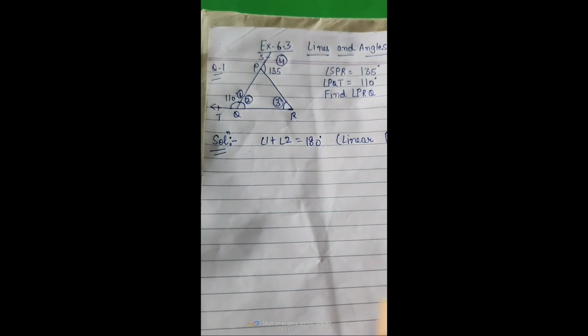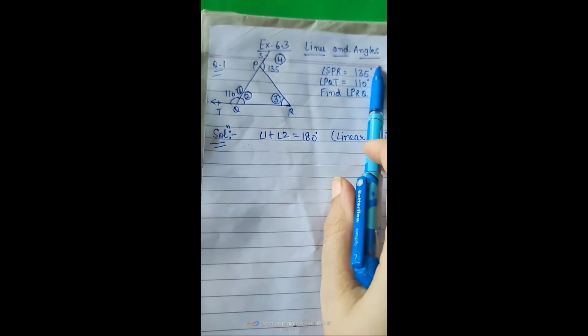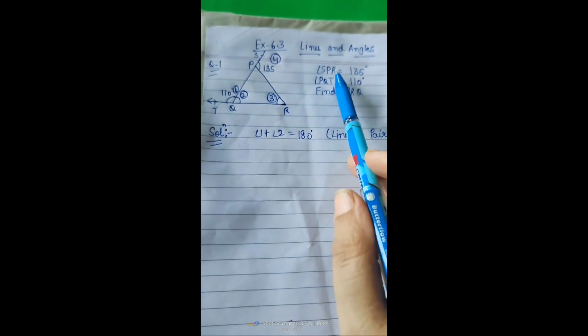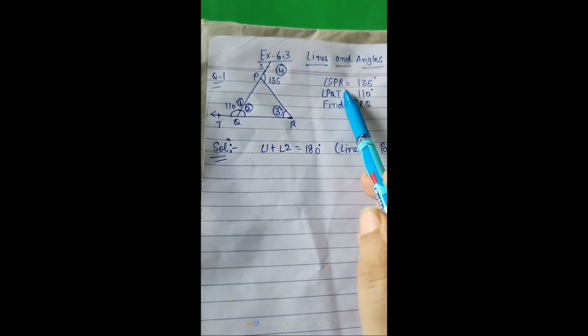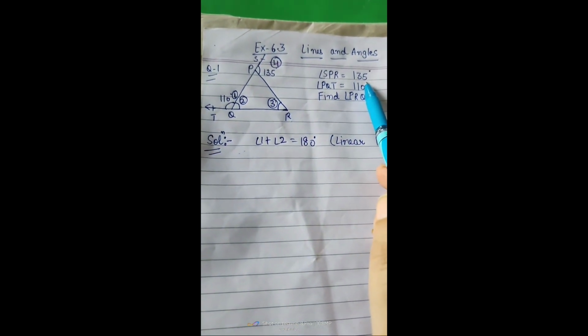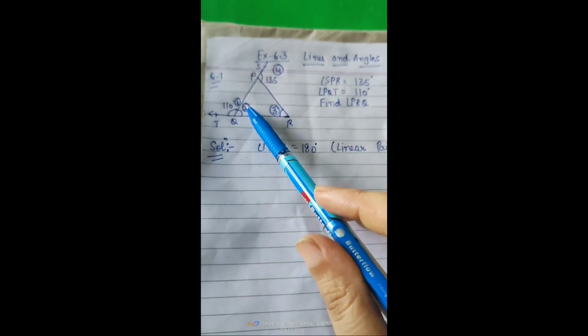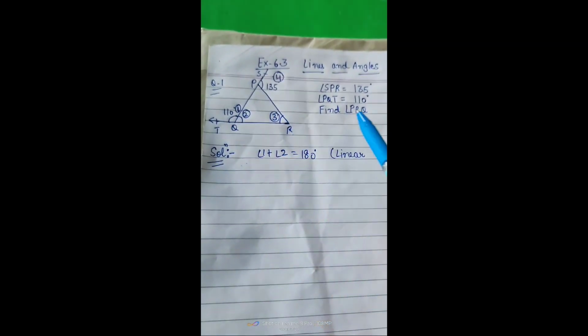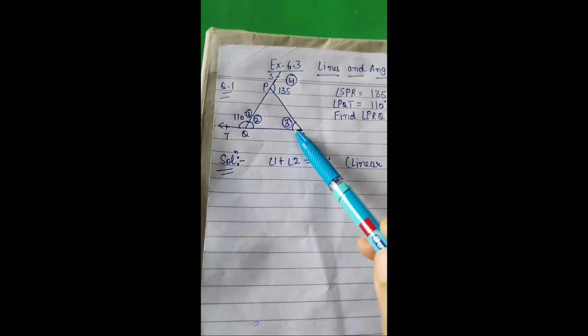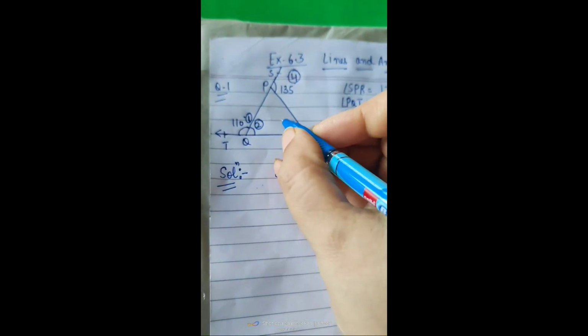Let us take one more example from lines and angles. Here we are given angle STPR, this is 135 degrees. Angle PQT, this is 110, and find angle PRQ. That means angle 3 we need to find. According to the question, angle 3 we need to find.